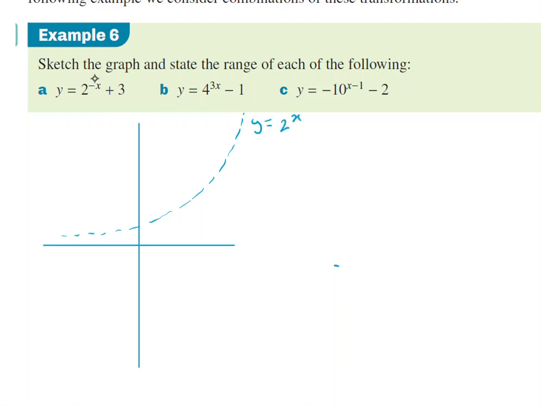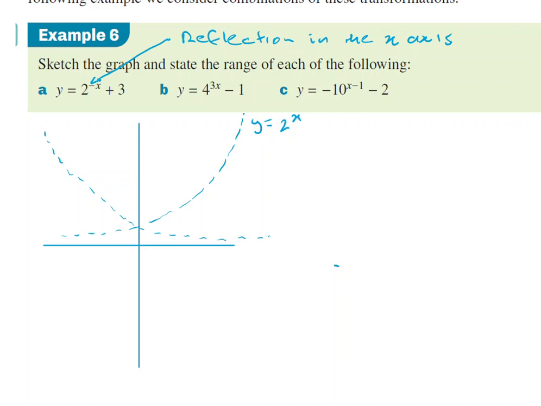What does this negative here do? Well, because the negative is in front of the x, that's a reflection in the x-axis. Reflection in the x-axis. Watch those prepositions. I know you hate me saying that all the time, but bad luck. And we'll mark that in there.